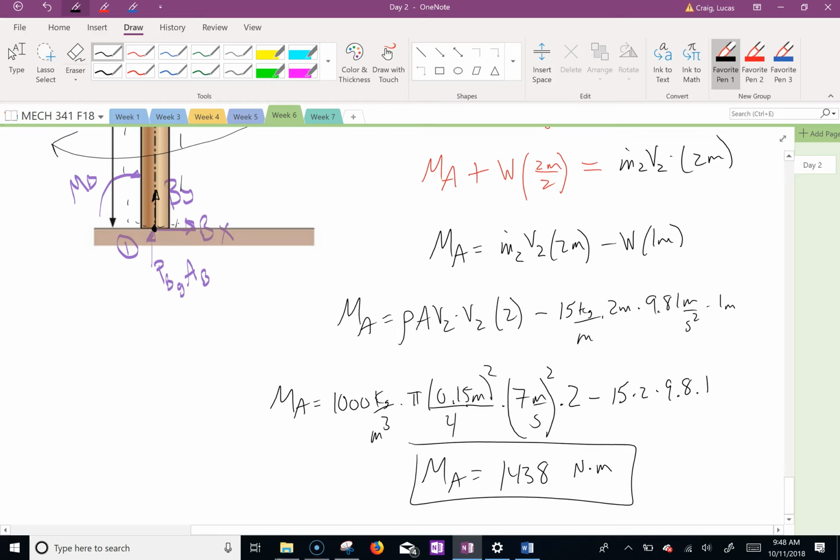Yeah, because it's V2 in the mass flow rate, and then it's multiplied by the velocity. Yep, that's why I squared it. So it would be 7 meters per second times 7 meters per second. Yeah, this term over here comes to 294 something? 294.3.